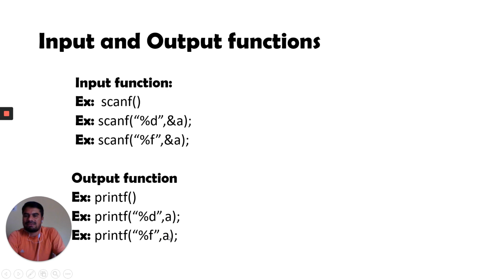Only one number, so only one format specifier. I hope you understood the input function, which is called scanf, and the output function, which we call printf. So now I need to ask one question: where exactly will the definitions of scanf and printf be stored? How are we going to invoke them? That's what #include <stdio.h> is for.